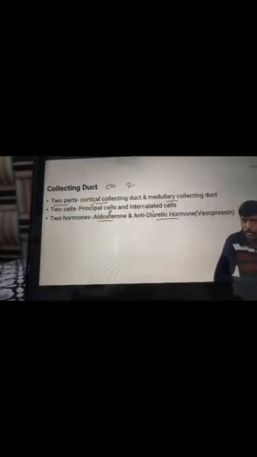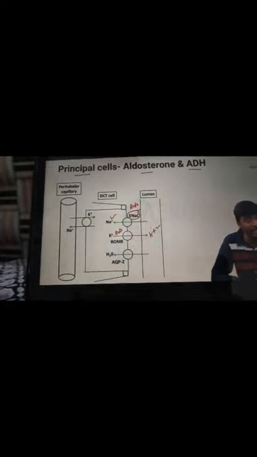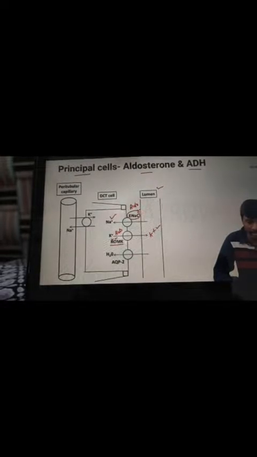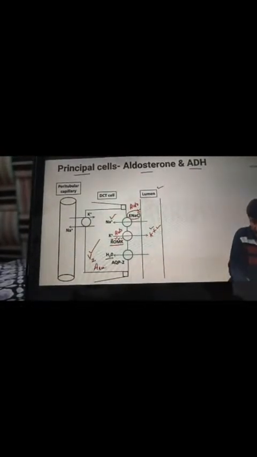What are the actions of these 2 important hormones? On the principal cells, aldosterone causes sodium reabsorption with the help of ENaC, and potassium excretion into the lumen with the help of renal outer medullary potassium channels. Vasopressin, with the help of the V2 receptor, helps in water reabsorption by upregulating the important channel protein aquaporins. So aldosterone: sodium reabsorption, potassium excretion. Vasopressin with the help of aquaporins helps in water reabsorption.